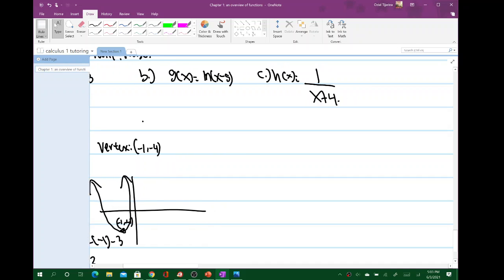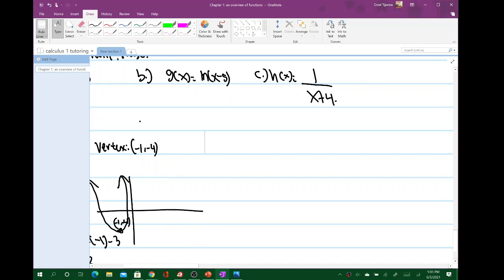Now this one, g of x equals ln of x minus 5. We know that ln of e equals 1, ln of 1 equals 0, and ln of 0 is undefined. So what I'm trying to say is that x minus 5 has to be greater than 0, okay?